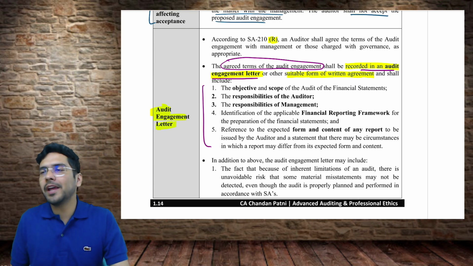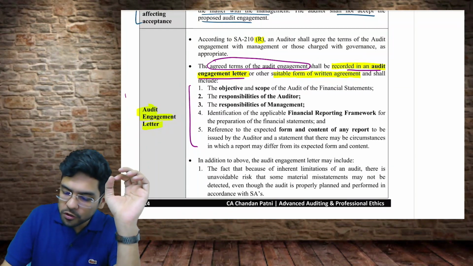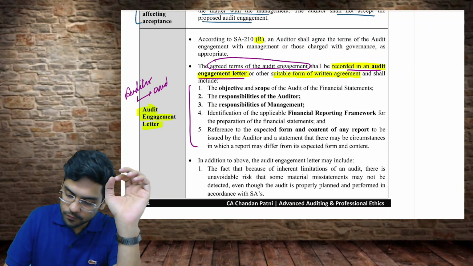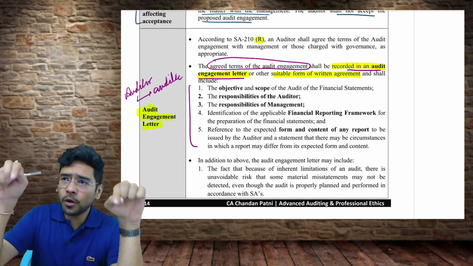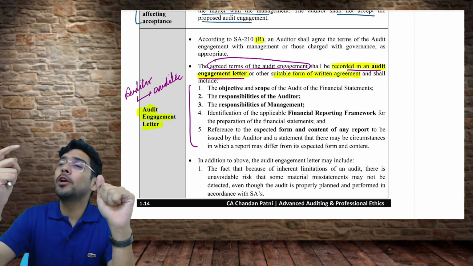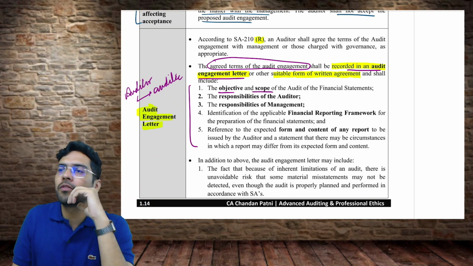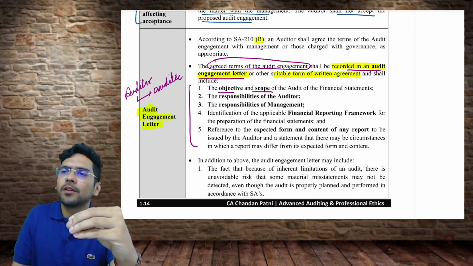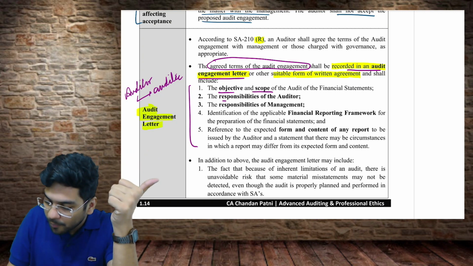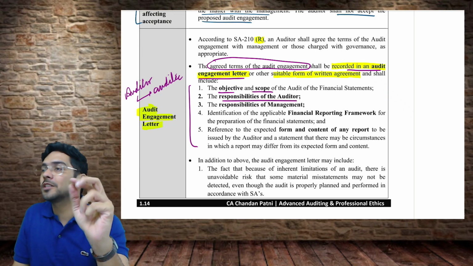Make it very clear in your minds, guys, who is going to issue the audit engagement letter? The auditor is going to issue it to whom? The auditee. So it is going to be on whose letterhead? The auditor's letterhead. So what is he going to write in the audit engagement letter? Number 1, the objective and scope of audit, that you have appointed us for company audit or income tax audit, etc. Then make it very clear, the responsibility of the auditor: our responsibility is only to express an opinion.